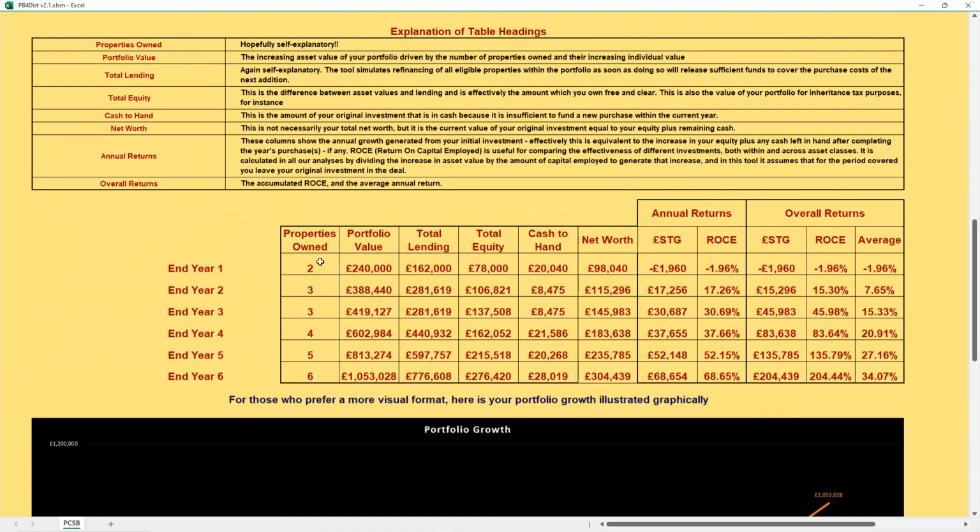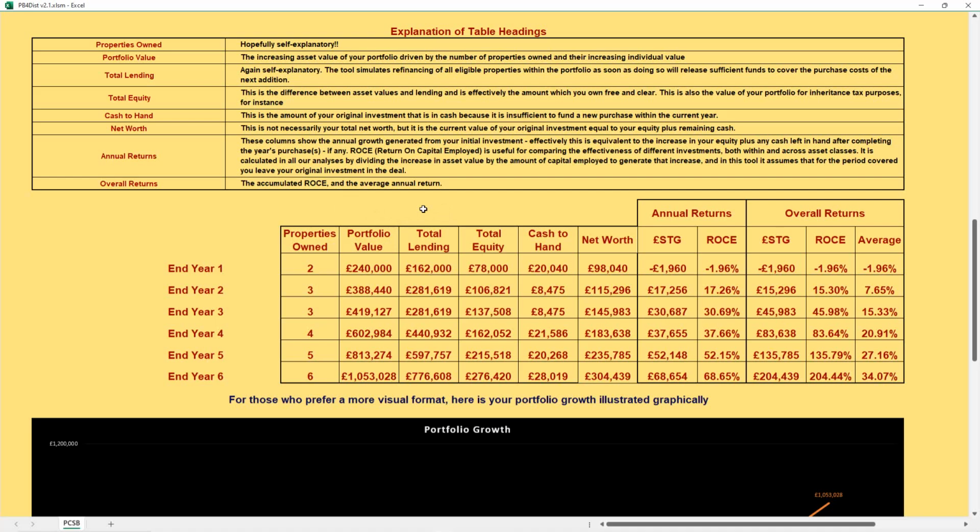Properties owned, well, that's the number of properties in the portfolio by the end of the year. Portfolio value, so that's the value at market value. Total lending is the total amount you had to borrow in order to finance purchasing the properties. Total equity is the difference between the value of the properties and what you owe. So it's basically portfolio value minus total lending.